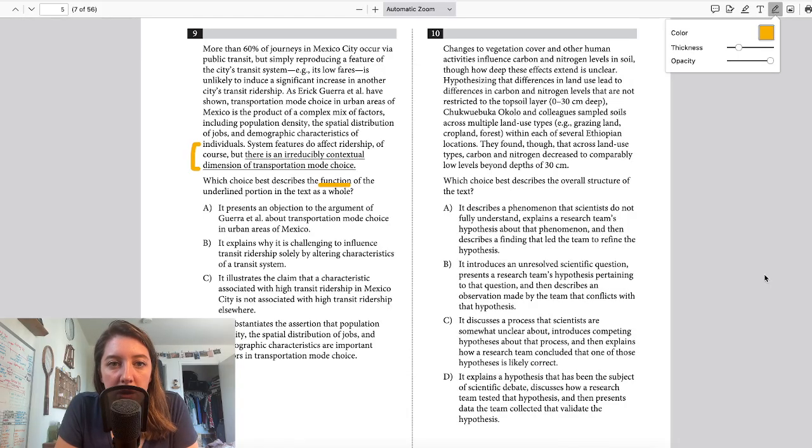It says, more than 60% of journeys in Mexico City occur via public transit, but simply reproducing a feature of the city's transit system, e.g. its low fares, is unlikely to induce a significant increase in another city's transit ridership. As Eric Guerra et al. have shown, transportation mode choice in urban areas of Mexico is the product of a complex mix of factors, including population density, the spatial distribution of jobs, and demographic characteristics of individuals. System features do affect ridership, of course, but there is an irreducibly contextual dimension of transportation mode choice.